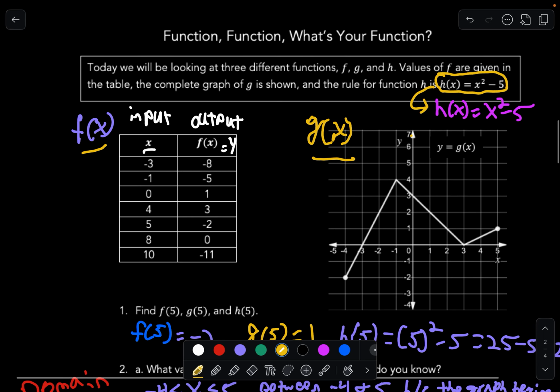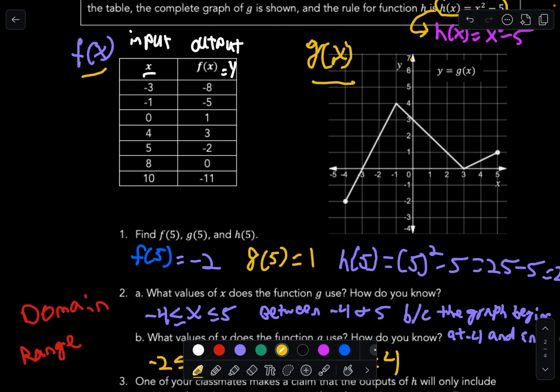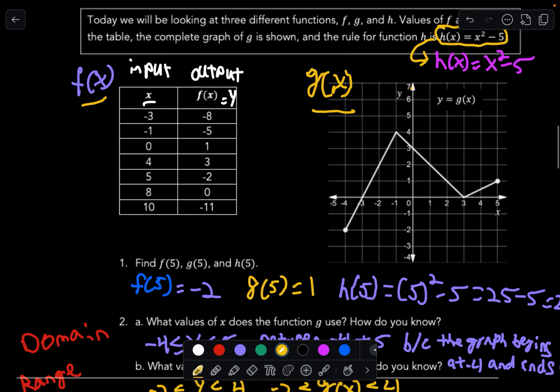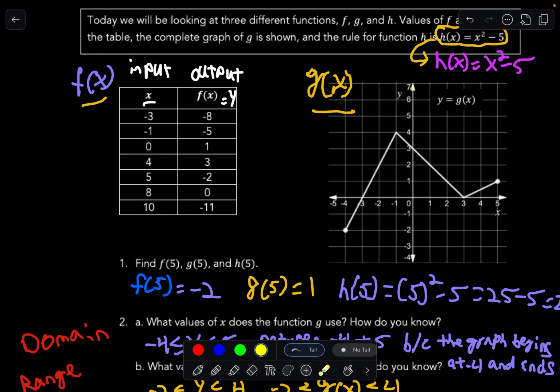So find f of 5, g of 5, and h of 5. Well, f of 5, since f is the table, you just hope and pray that 5 is shown on the table. Here's the input, I wrote input. This is the output. So here's 5. So f of 5 is equal to -2. That's where I got that from, just by looking at the table.